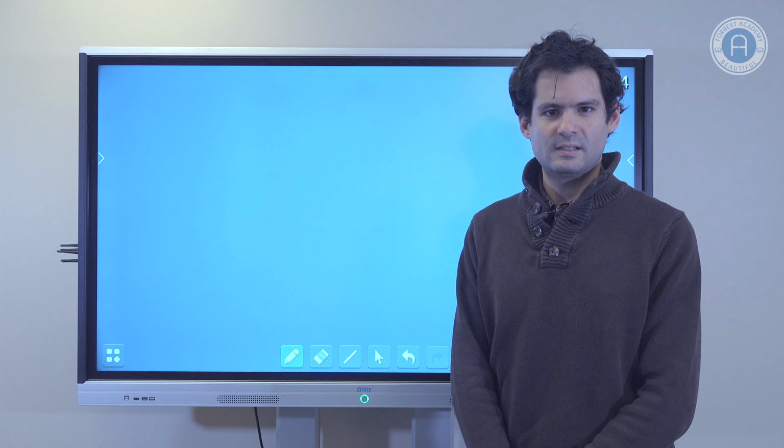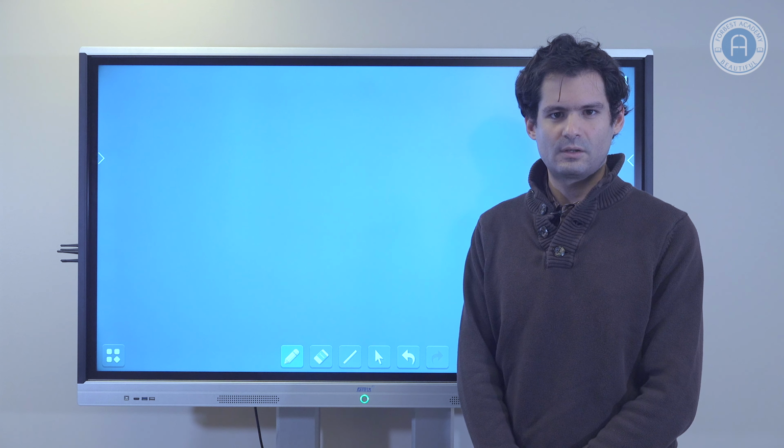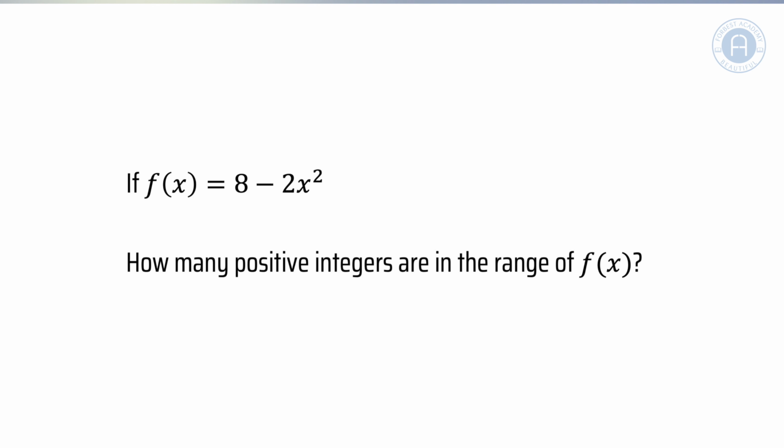Today we'll be looking at a SAT math question. The question says as follows. If f of x equals 8 minus 2x squared, how many positive integers are in the range of f of x?